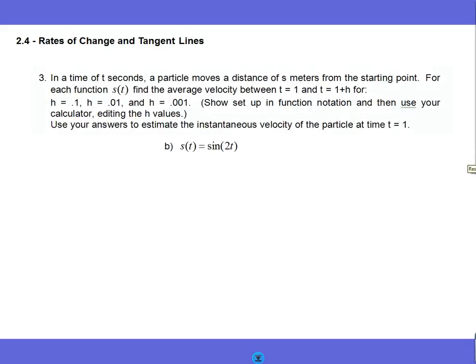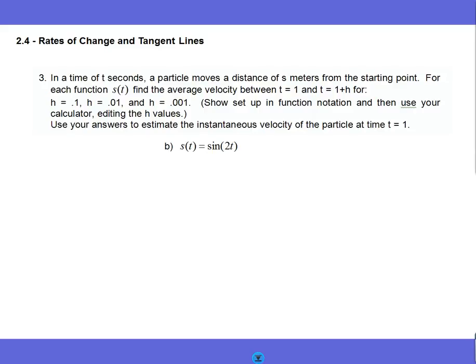Okay, so on this one, what they want us to do is, at time t in seconds, the particle is at distance s meters from the starting point. For each function s of t, find the average velocity between t1 and t1 plus h for each of those h values. So they want to use a calculator.